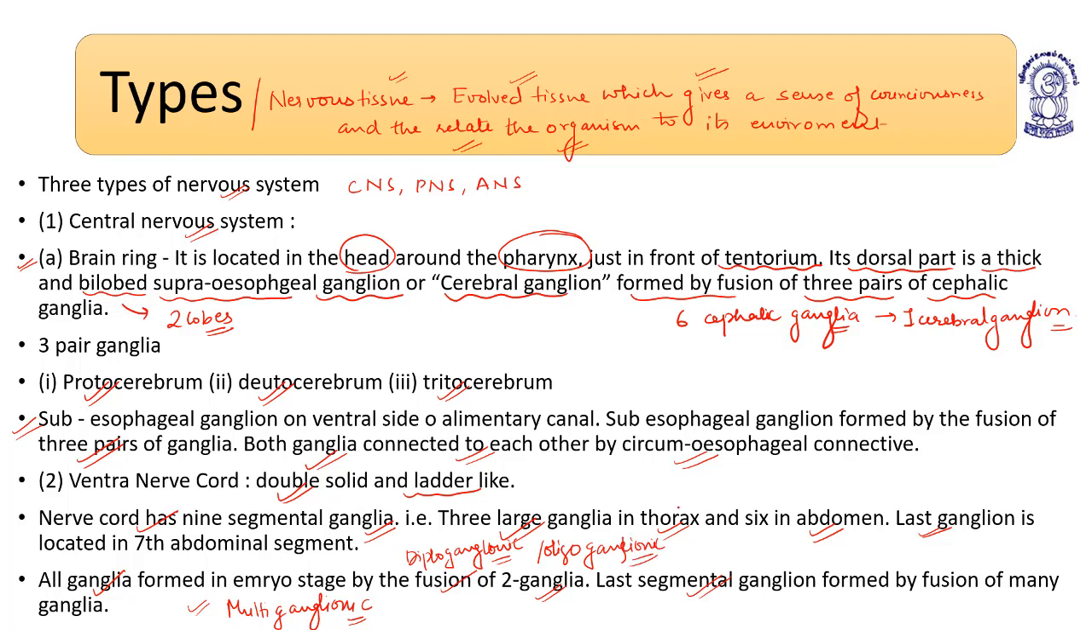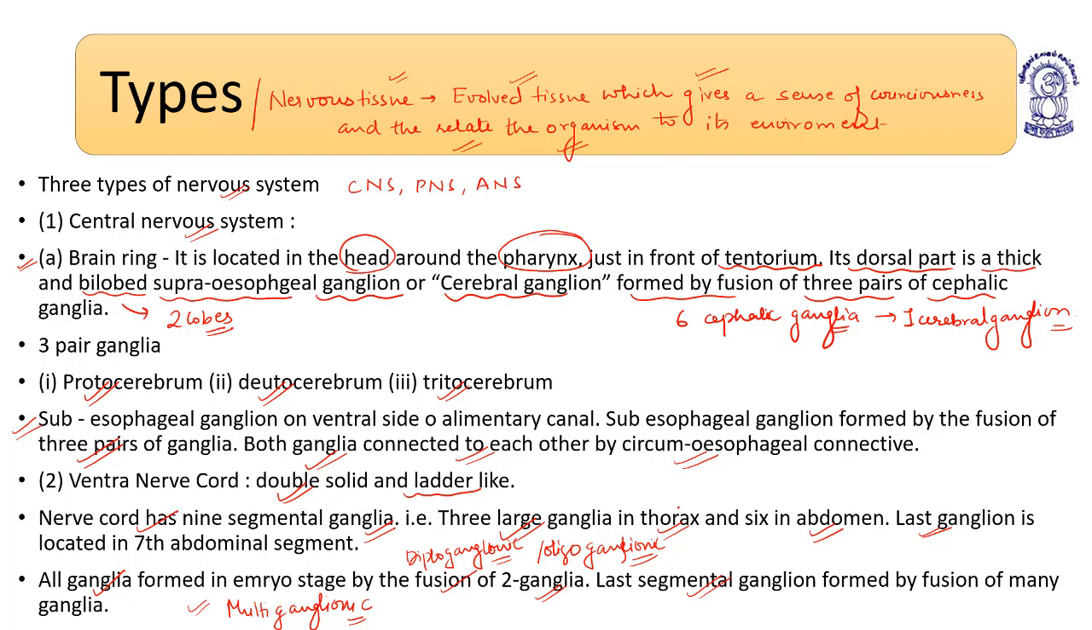So the brain ring and the ventral nerve cord, we finished in this slide. The brain ring, the subesophageal ganglion, the supraesophageal ganglion, the cerebral ganglion, is made up of 6 cephalic ganglia fused to form one cerebral ganglion: protocerebrum, deuterocerebrum, and tritocerebrum. The ventral nerve cord has about 9 segmental ganglia, out of which 3 are on the thorax and 6 are in the abdomen. The last ganglion is present in the 7th abdominal segment.